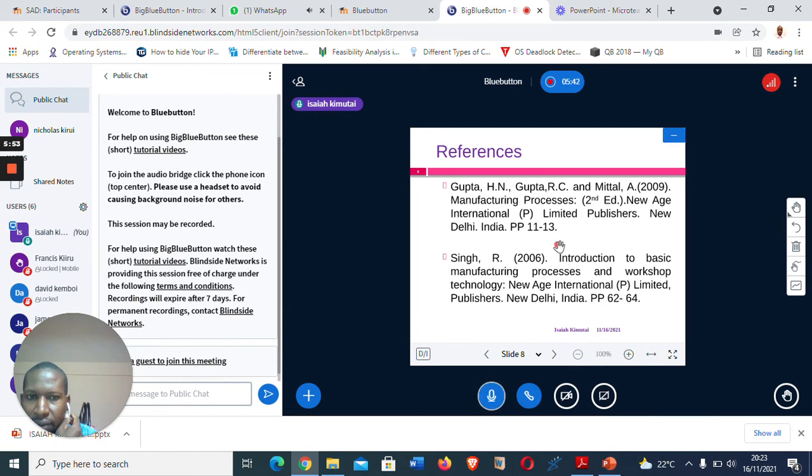There you can see the reference books. We have a book on manufacturing processes by Gupta, and then we have another reference by Sai. Those are the books you can use.